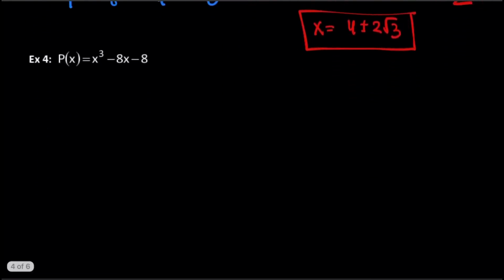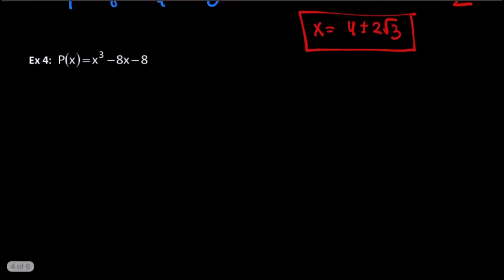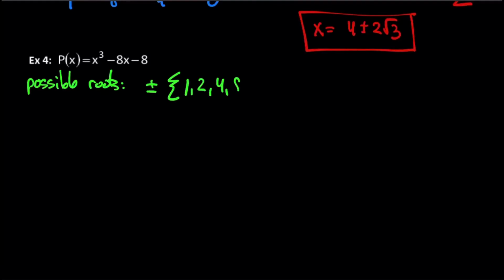Okay, example 4. First thing you want to check, add your coefficients. 1 minus 8 is negative 7, minus 8. No, that's not going to work. So I know 1 is not a root. What are our other possible roots? Plus or minus factors of 8: 1, 2, 4, and 8. So I know 1 doesn't work. Let's try negative 1.